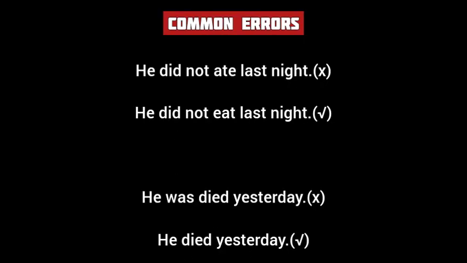Well, last but not the least, please do not use the second form of the verb after did not in negative or interrogative sentences in simple past tense. He did not ate is wrong. It will be he did not eat. The first form will come after did not. In the same way, do not use was or were before the second form in positive sentences. He was died is wrong. It will be he died.